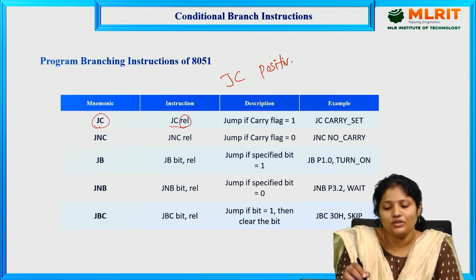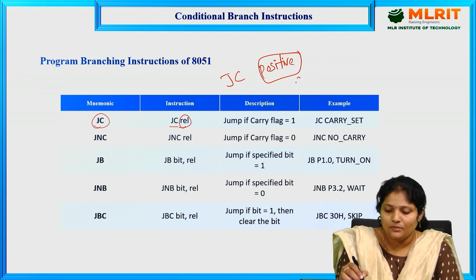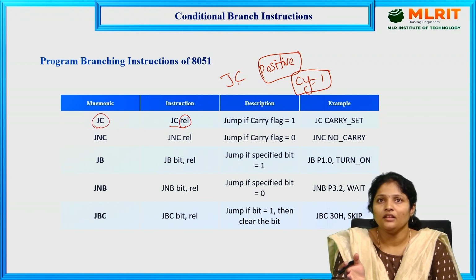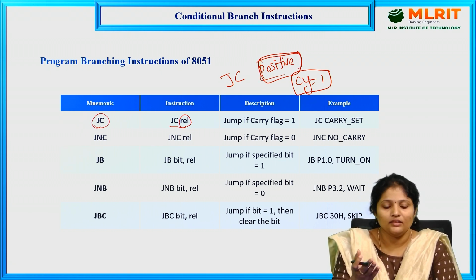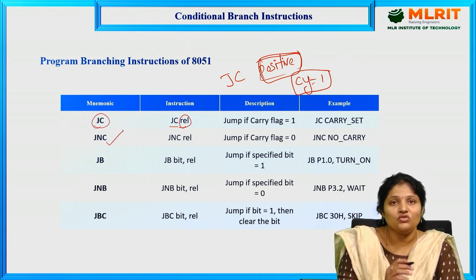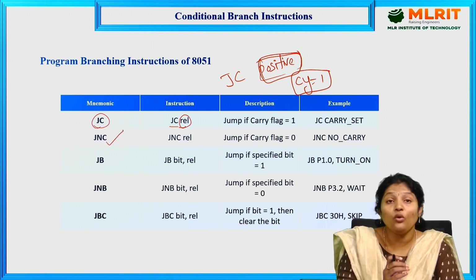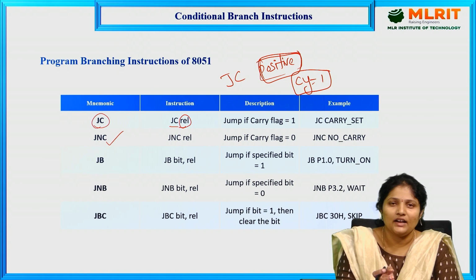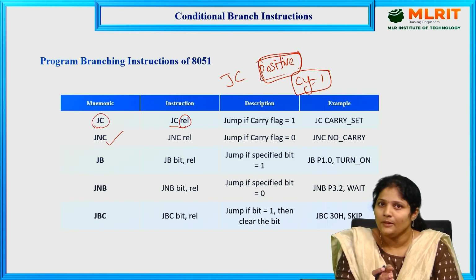JC positive: if carry is there, jump to positive. I gave positive as the label. It will check the carry flag. If the carry flag is set to 1, then the condition is satisfied, and only then does it move to the positive label. If not, execution will move to the next instruction. The next one is JNC, jump if no carry. It is exactly the opposite: if carry is 0, then only the condition will be satisfied. If carry is 1, the condition will not be satisfied.